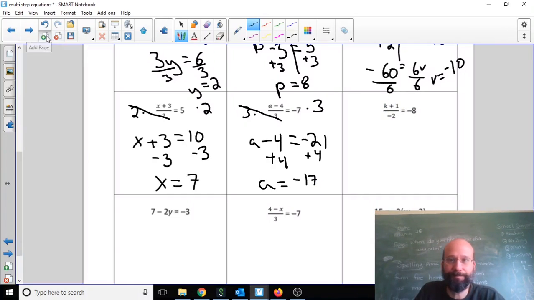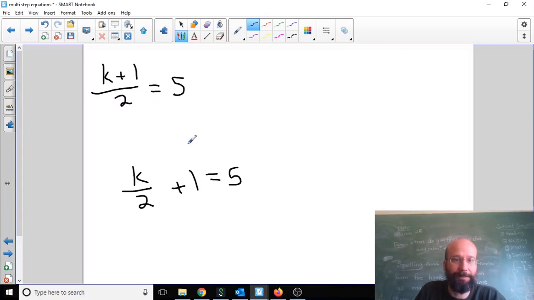Again, this is a big fraction. Let me show you the difference. This is a big fraction, and you want to move the bottom number of the fraction over first. You can't move this over. This one is a fraction, and then it's plus 1. So in this one, the next step would just be to move this 1 over and then multiply by the bottom number. Here, since the whole thing on this side is a big fraction, you have to take care of this fraction first. So we're going to multiply the 2 first.